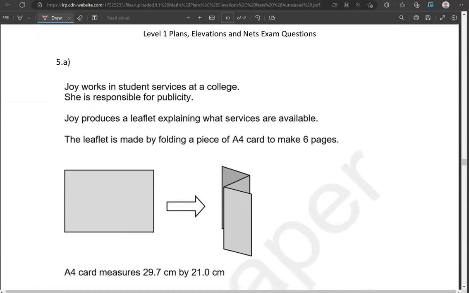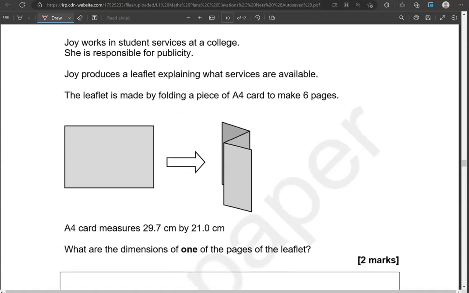Joy works in student services at a college. She is responsible for publicity. Joy produces a leaflet explaining what services are available. The leaflet is made by folding a piece of A4 card to make 6 pages. A4 card measures 29.7 centimeters by 21.0 centimeters. What are the dimensions of one of the pages of the leaflet?